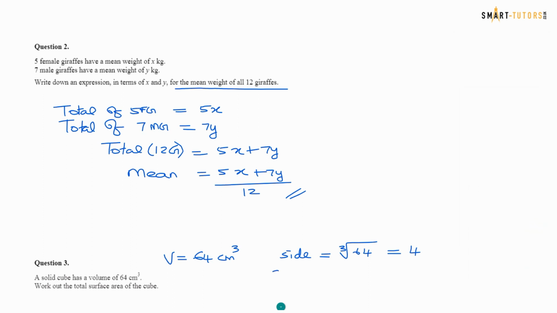Then the surface area of the cube. Surface area equals 6 faces times 1 face, which is 4 squared. So 6 times 4 times 4 is 96. So 96 centimeters squared is the answer.